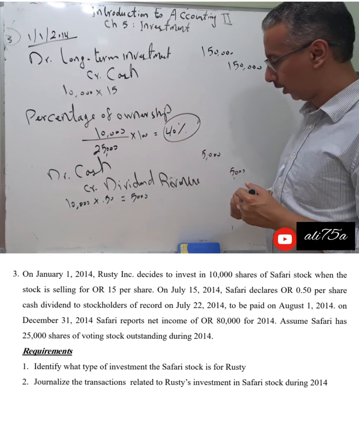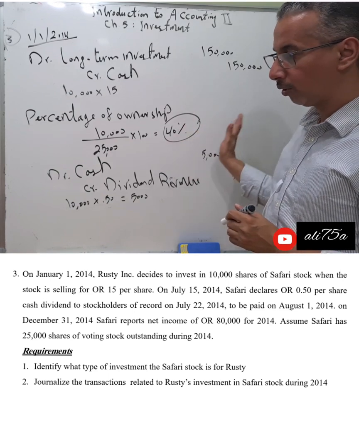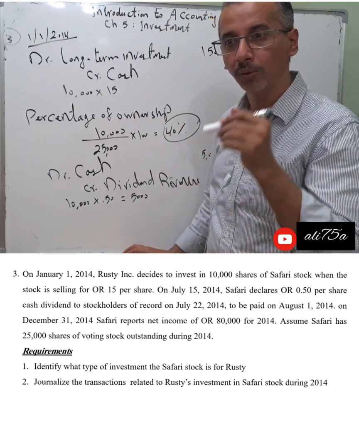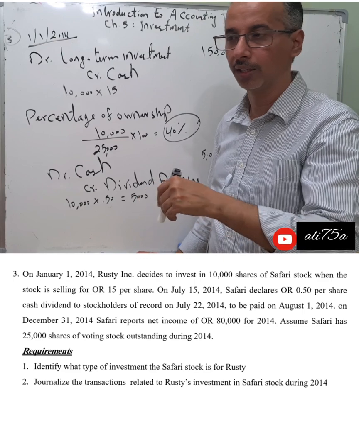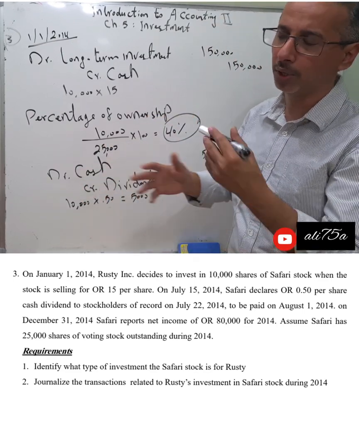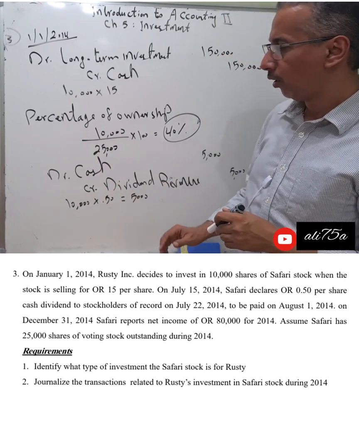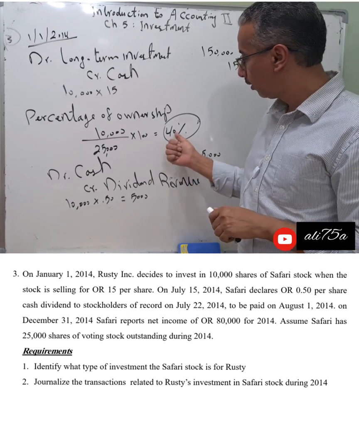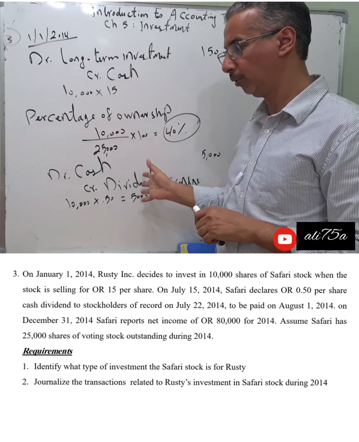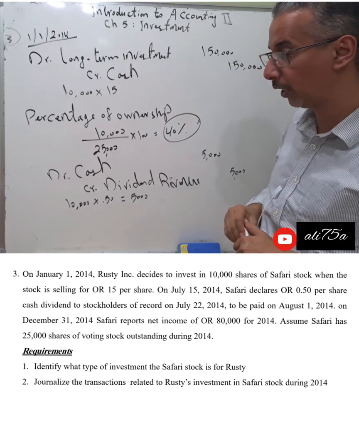It's not easy to ignore or to look at it as nothing. It's a big percentage that will affect the decision makers inside the company until we reach 50%. That means we control it. At that time, we have to use another way to prepare the entries, the consolidated method. But we don't talk about the consolidated method here. You will study it in accounting for corporations.